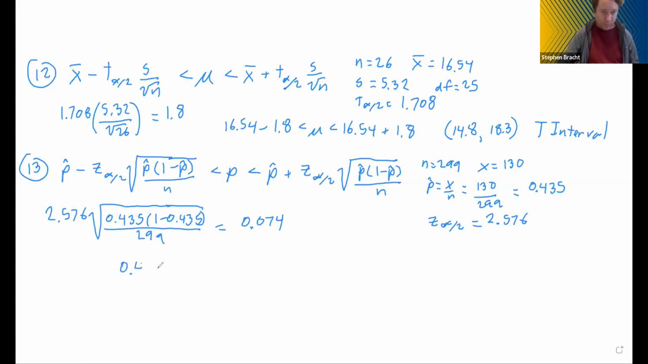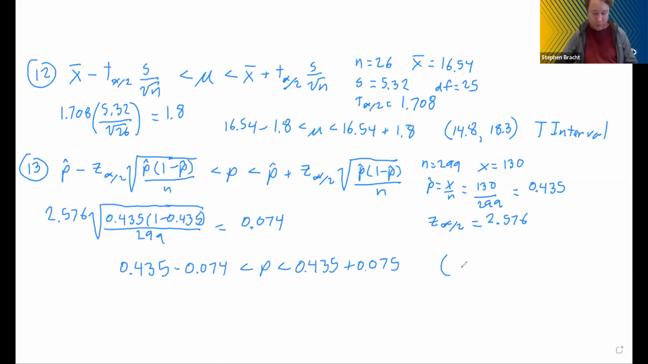And I subtract that and add it. Okay. So my confidence interval is about 0.361 up to 0.509. Or if you want to use the calculator, you would use 1-prop z int for that. Okay.